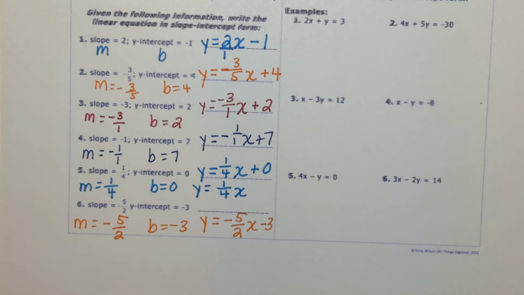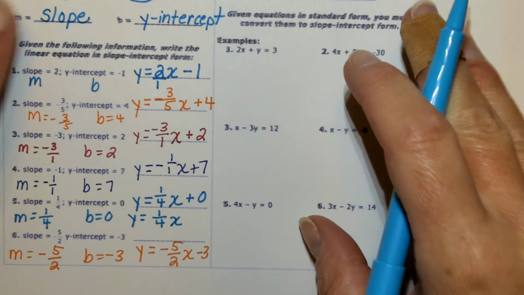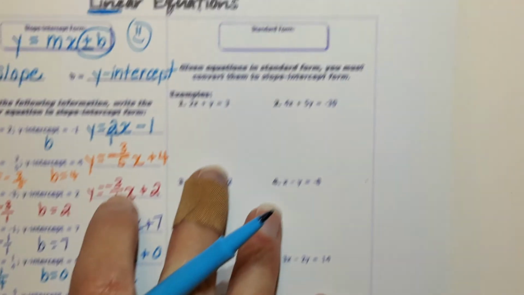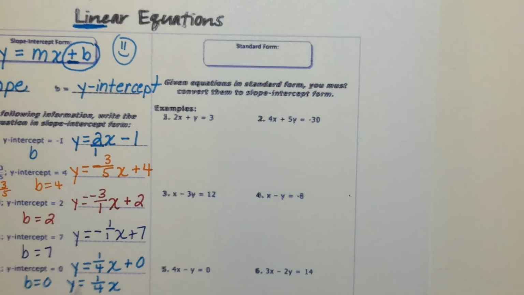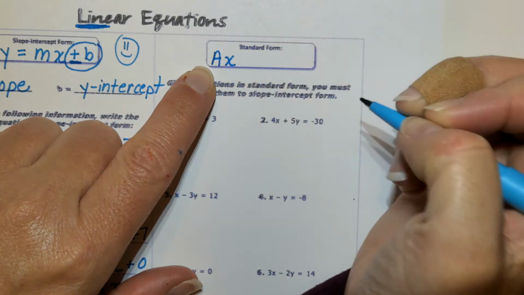Okay? Those are 6 really good examples. Now we move on to this other way that you can write a linear equation. It's called standard form. Standard form is not super helpful unless you're doing this one particular thing, which we will do soon, and probably in the next lesson, I think. But for now, let me show you what standard form looks like.